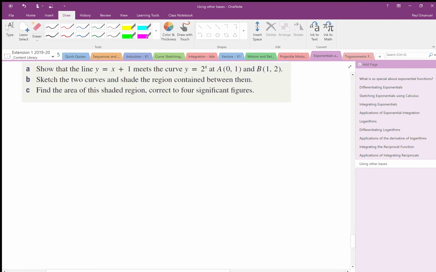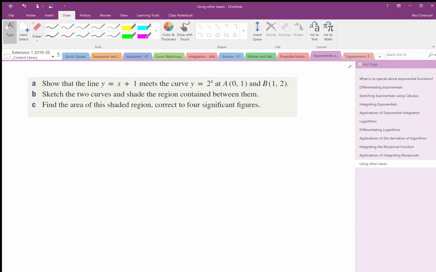Most of that's pretty boring, so I'm just going to skip all the way to here. I don't think any of that was really useful. So, show that this line meets the curve, in the interest of making it a shortish video. It meets the curve 2^x there and there.